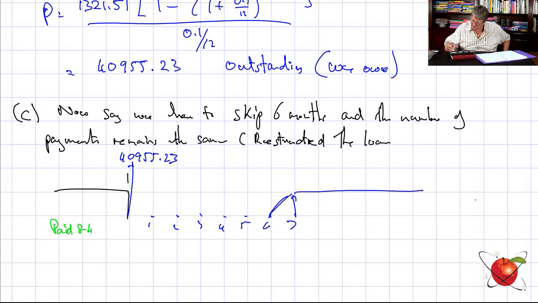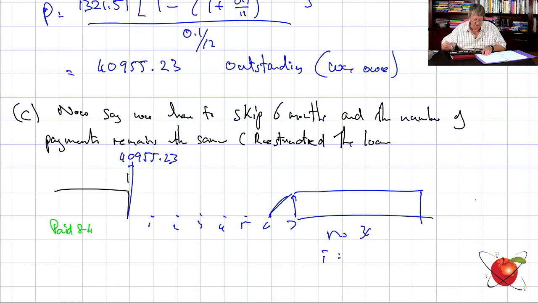So now there's my standard annuity. And N left to pay, I've still got 36. I is still the same as it was before, which is 0.1 or 10% per annum. I'm pretty sure that was what we said. Let's go back to the example, at 10% per annum. So that stays the same. We still owe 36 payments.